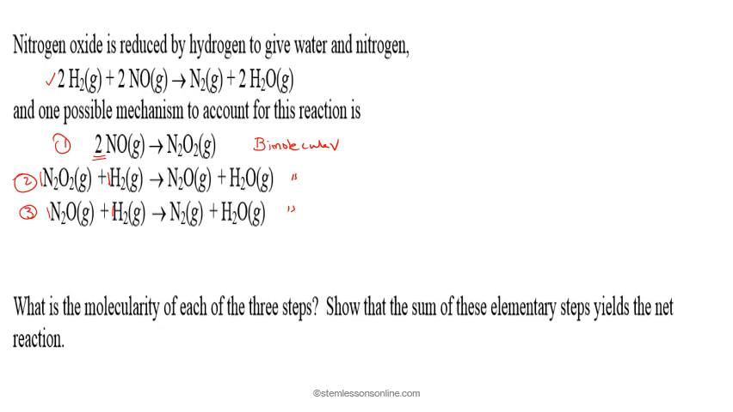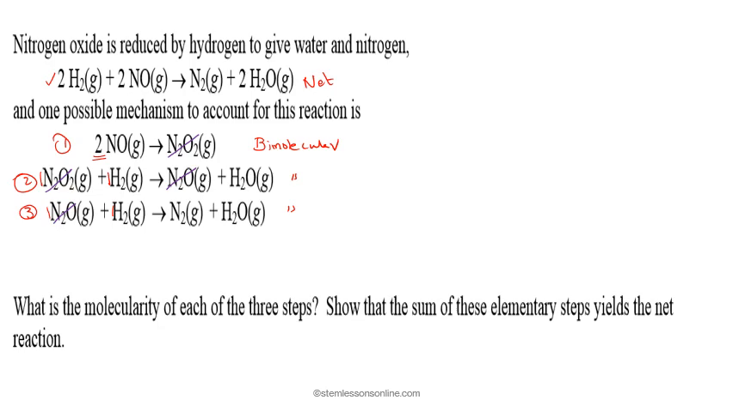The next question is: show that the sum of these elementary steps yields the net reaction. So this is our net reaction, and we have to add these three to prove that it equals the net reaction. In that case, we have to see the same compound on both sides and cancel them out, just like we are adding algebraic equations. So I'm going to add after cancelling. I have N2O2 here and N2O2 here, and then I have N2O and N2O, and I don't see anything similar on both sides of the equation.